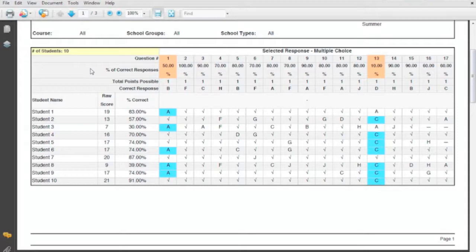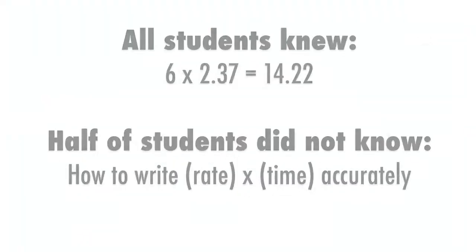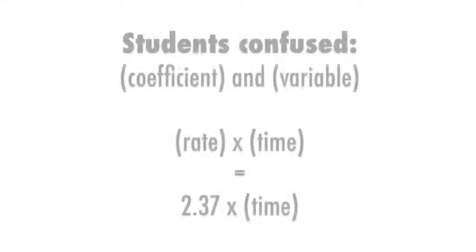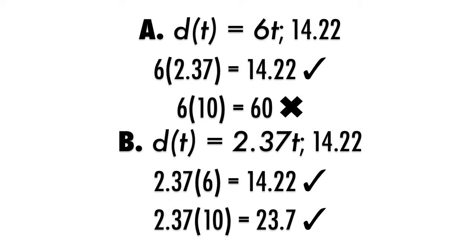When I look back at the test, I see that the answer for the second part of the question is the same for A and B, so it was the first part of the question that tripped students up. In each case, students knew to multiply 6 by 2.37, but half of them did not know how to write the rule accurately, and mistook the variable, the amount of time the snail traveled, and the coefficient, the rate at which the snail traveled. In this case, this has usually been a relatively easy fix to make, as I need to show the students that the rule in A does not work for other times that the snail has traveled.